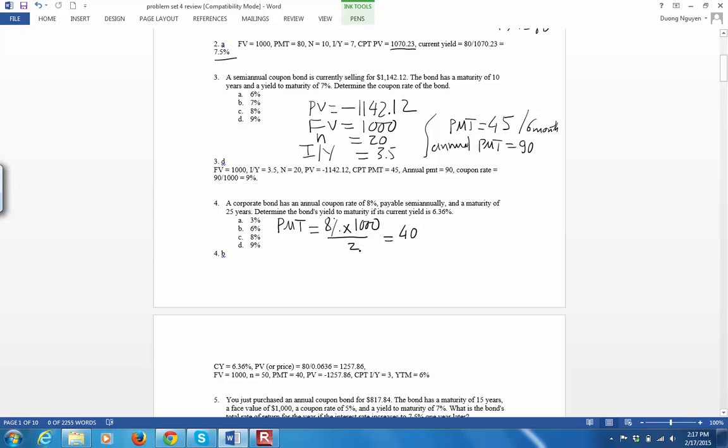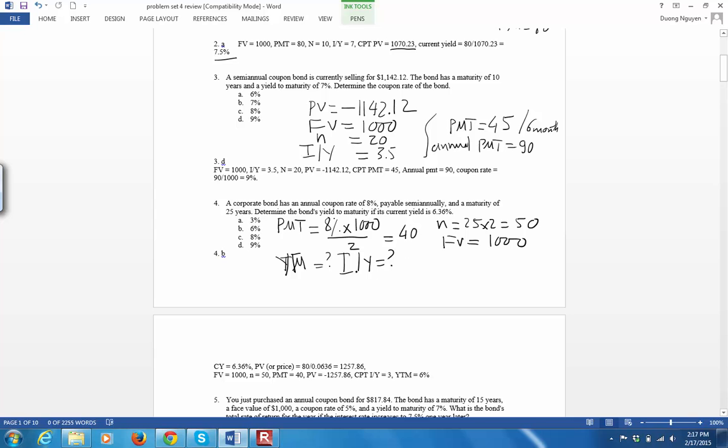The maturity is 25 years, so N is 25 times 2, equal to 50. And the future value is always $1,000. So we are looking for the yield to maturity, or we are looking for I/Y. How much is this?